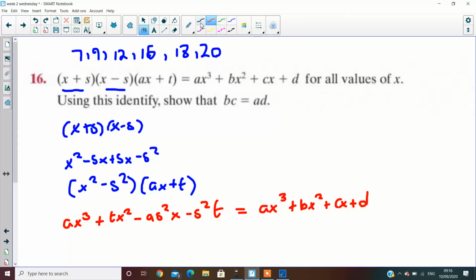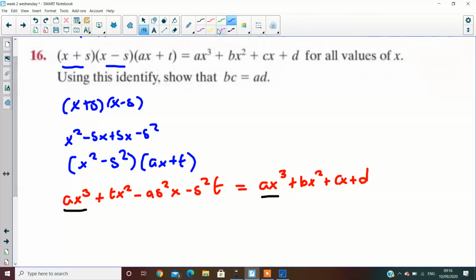Now, what we do next here, guys, is we do like for like. Ax squared equals ax squared. That's a no-brainer. Next, we look at the green section. Tx squared equals bx squared, which implies b equals t.